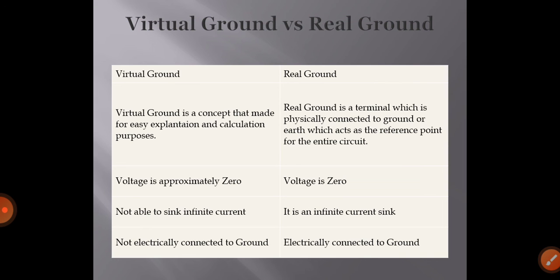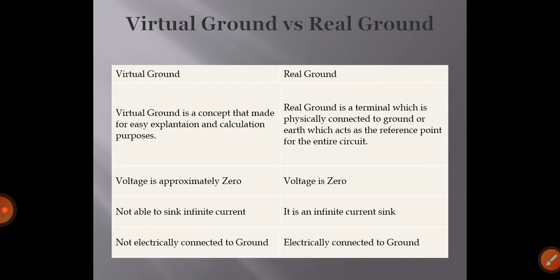Next is the difference between the virtual ground and the real ground. The virtual ground concept is made for easy explanation and calculation purposes. For easy explanation and calculation, the gain of the op amp is very high. That's why the virtual ground plays a very important role in this concept.